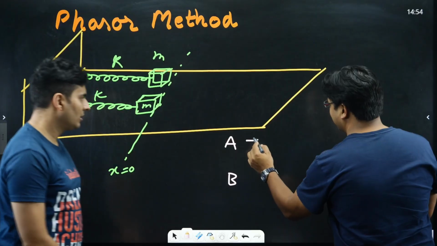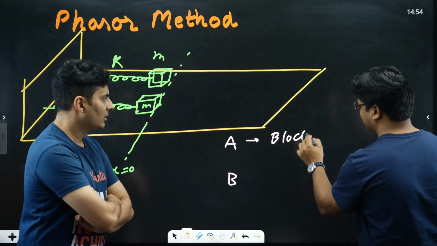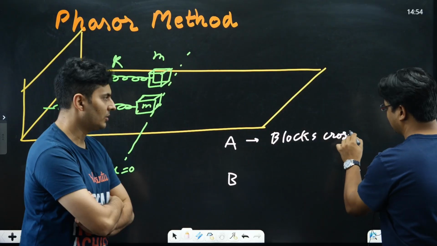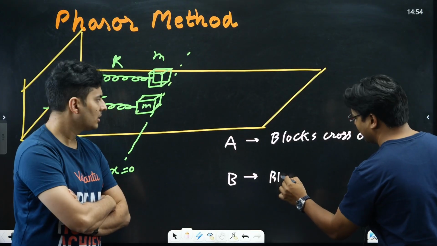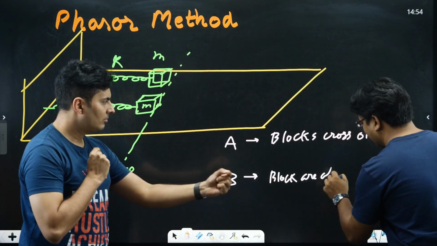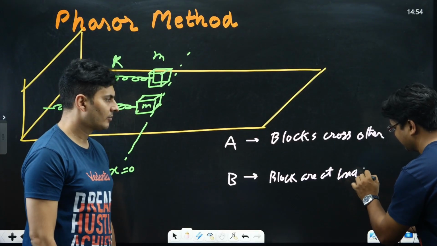So A is when blocks cross each other. Okay, blocks are crossing each other. So that's event A, and event B is blocks are at maximum separation from each other.